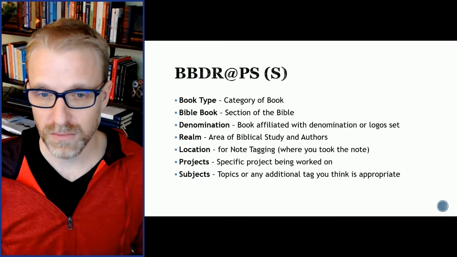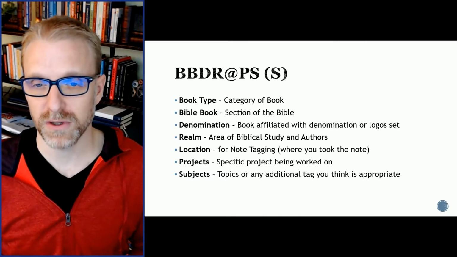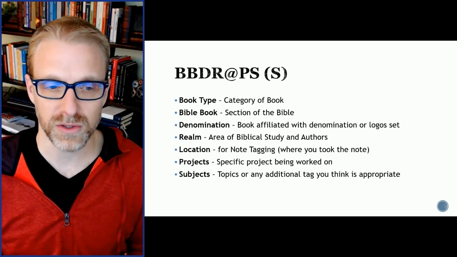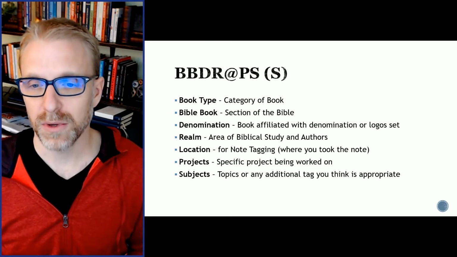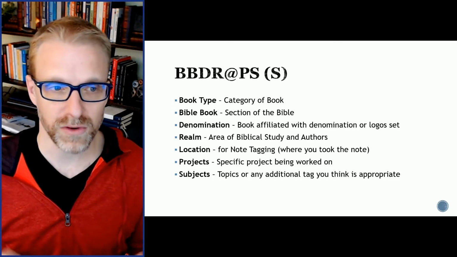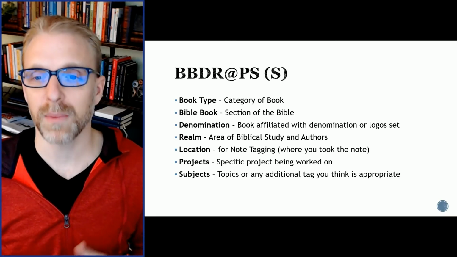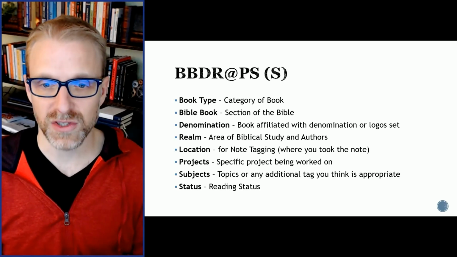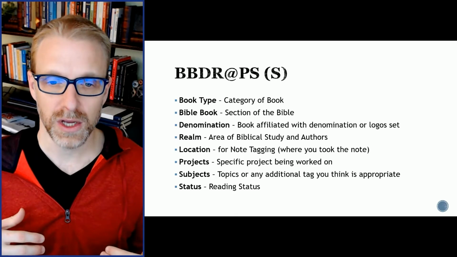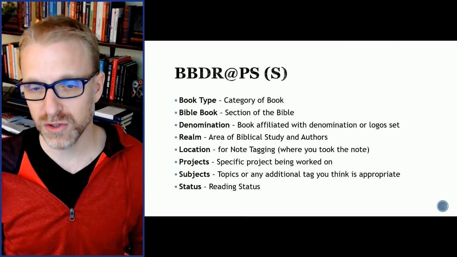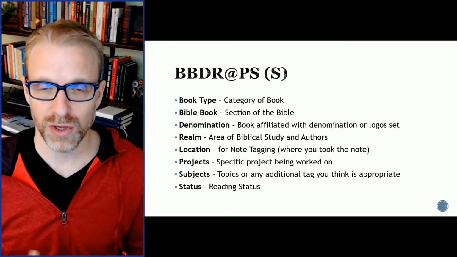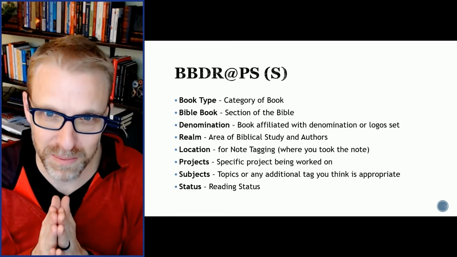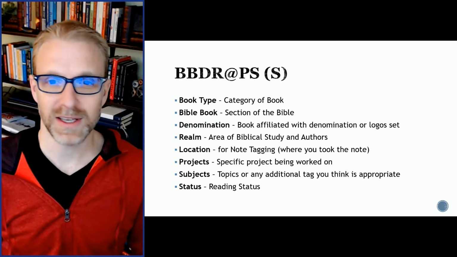You're going to tag possibly dozens of different subjects, maybe even hundreds of different subjects, depending on how deep you go into your study with Logos. But there's going to be additional tags that are used, whatever you think appropriate for the topic or for the subject matter that you're studying. The last is status, and this is specific to reading status or books that you've finished reading. And I'll show you how to use each of these. It is simple, but it's easy to remember because you can remember BB drops is the method.